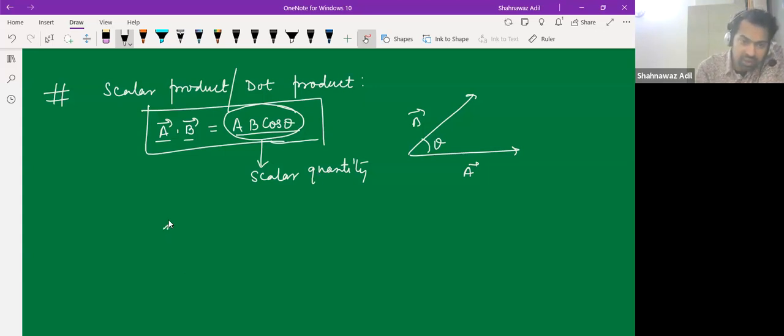So let us find out what I dot I would be. I dot I would be the magnitude of I and cos of theta. So what is the magnitude of I? Remember, this is a unit vector, right? The universal unit vectors I, J, K. So what is the magnitude of unit vectors?